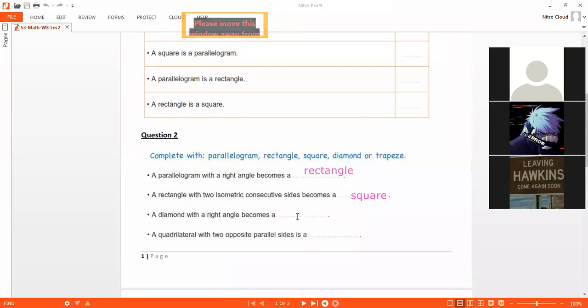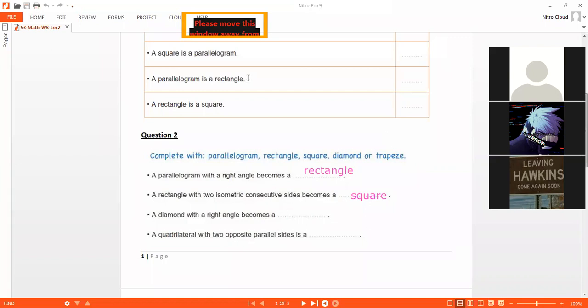Yes. Yalla Ali. A diamond with a right angle becomes a... So if you have a diamond, which is a rhombus, where the 4 sides are equal and the opposite sides are equal and parallel, if you add to it 4 right angles, what does it become? A trapeze. No, Ali.